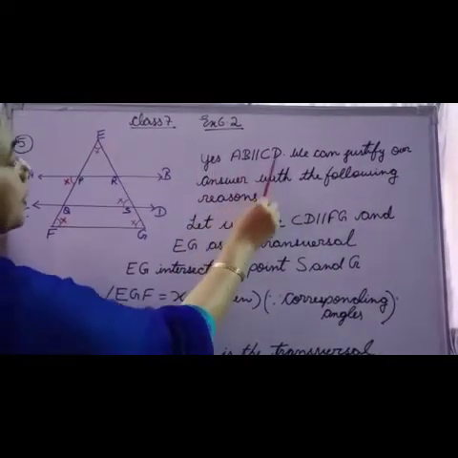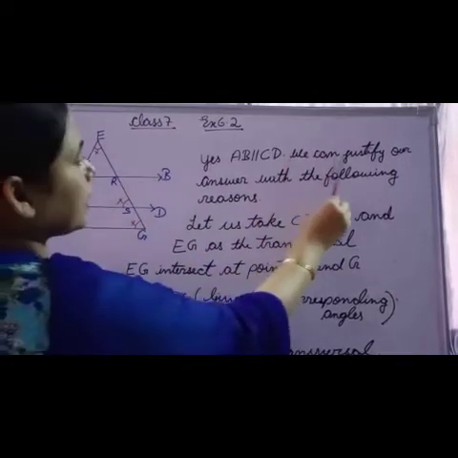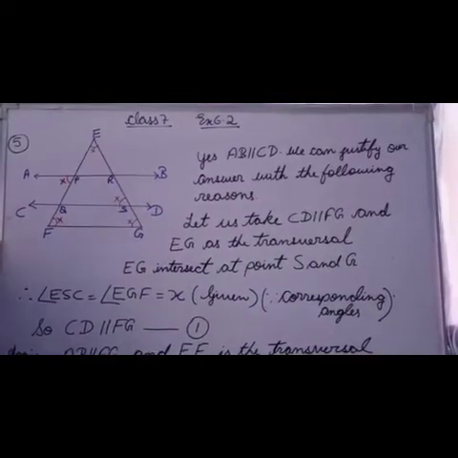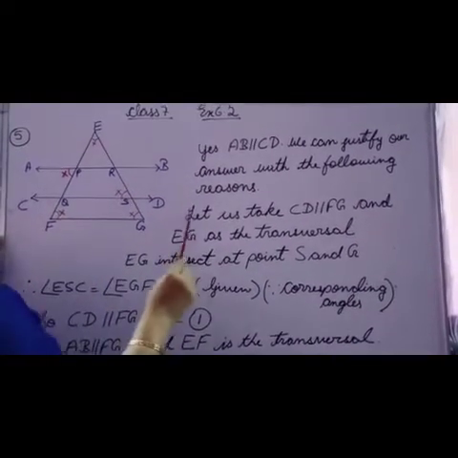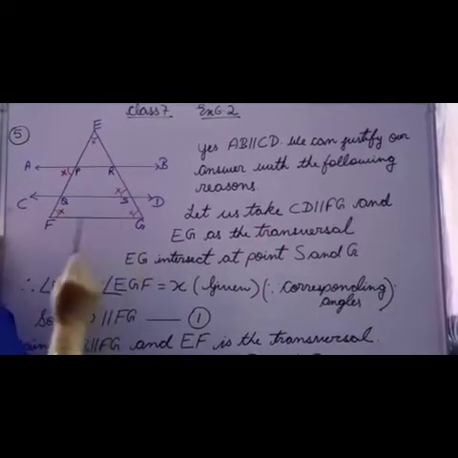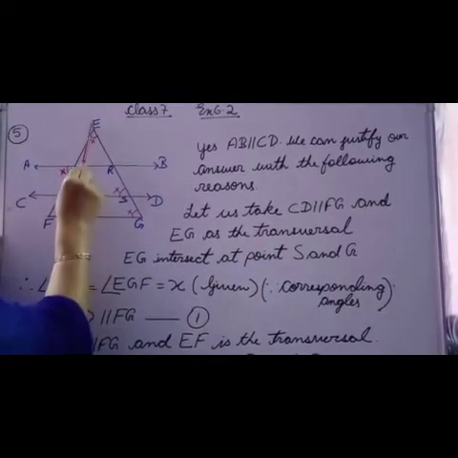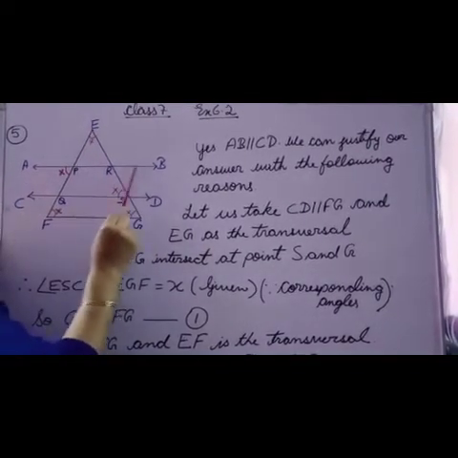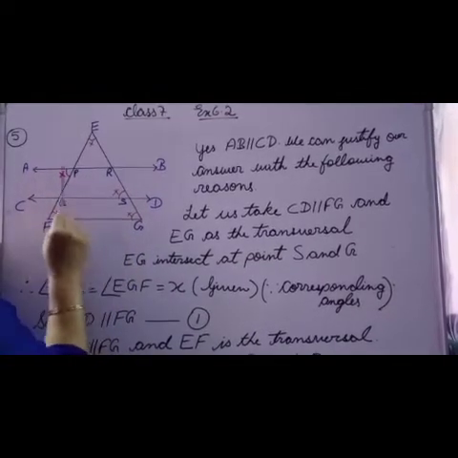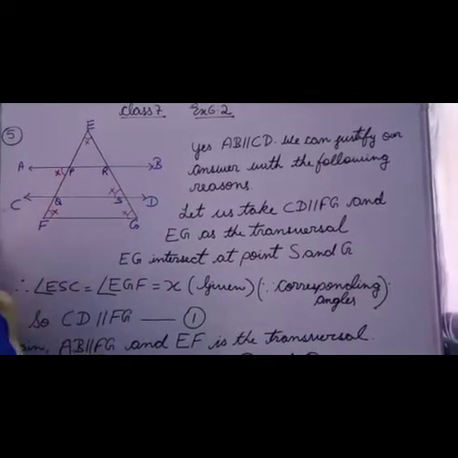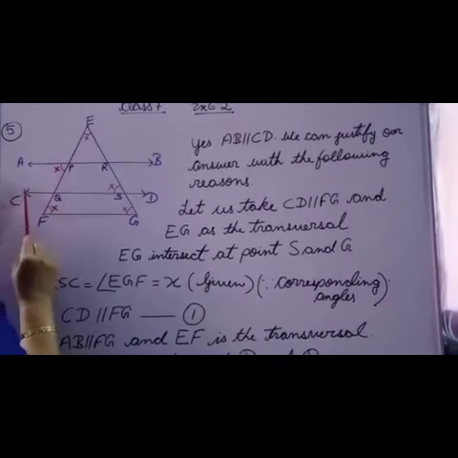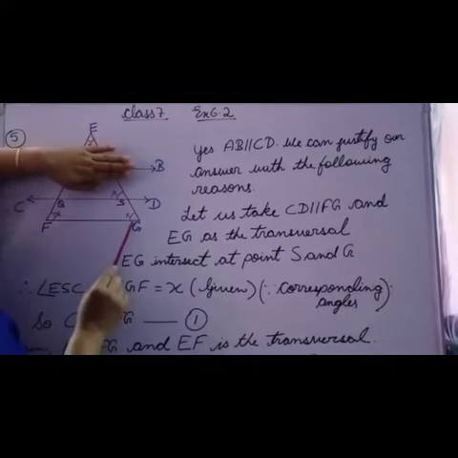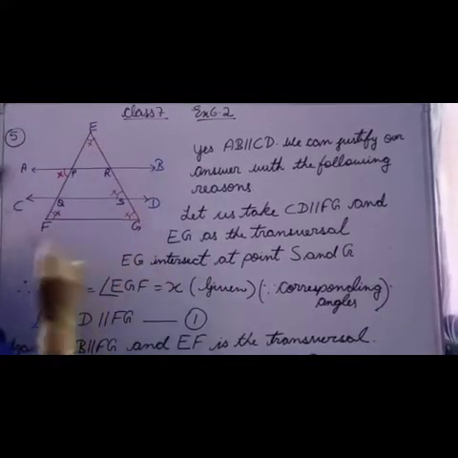Now yes, AB is parallel to CD. We can justify our answer with the following reasons. So I have put down some particular reasons. We will go step by step. Let us take first CD parallel to FG. So I can see here there is one triangle EFG and I can see that these two lines AB and CD are running parallel in this triangle. So first let me take this CD, don't see this part, only refer to this part. CD is parallel to FG and EG is the transversal.